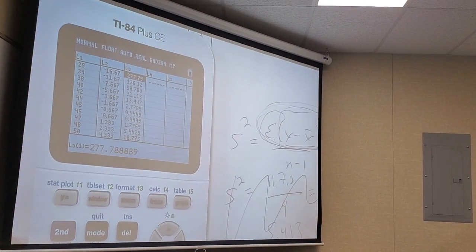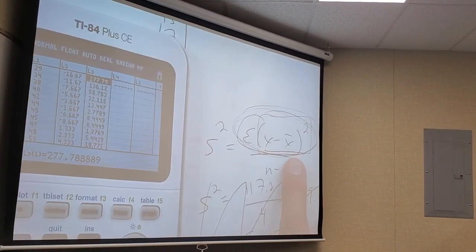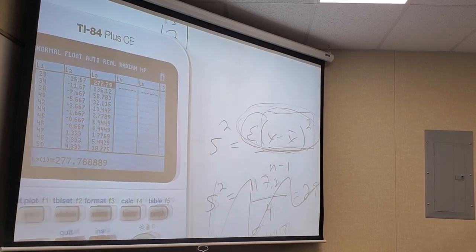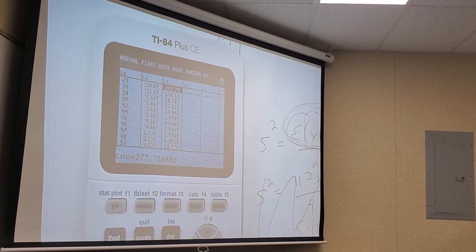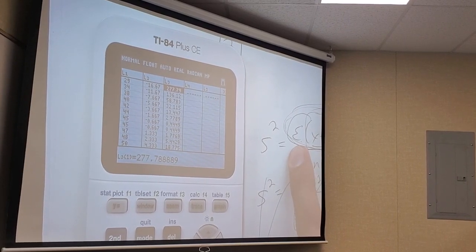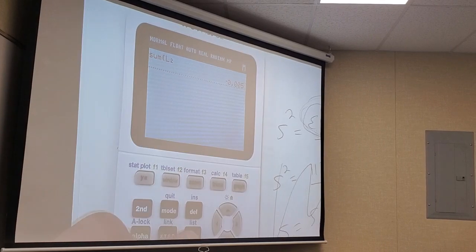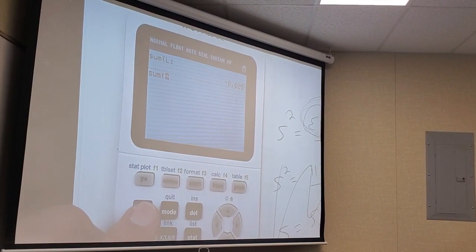All right. So we've constructed list 3, which is all x minus x bar squared. So now I just have to do what to list 3? Sum them up. So let me go second quit, go to list, go to math, go to sum, L3.